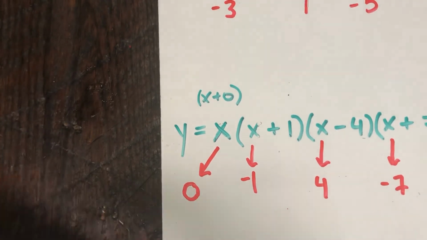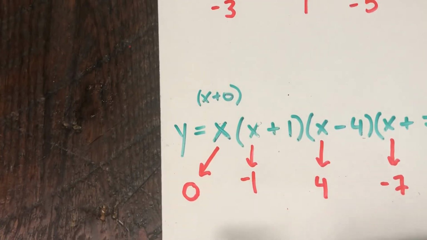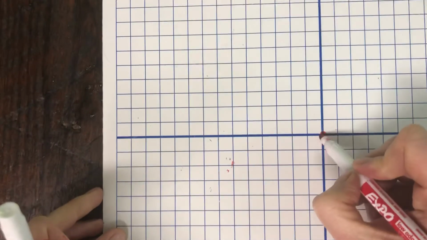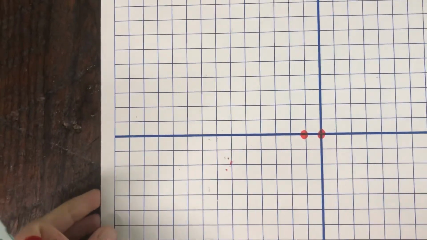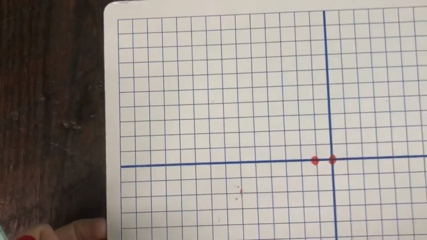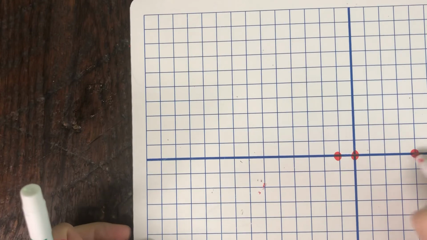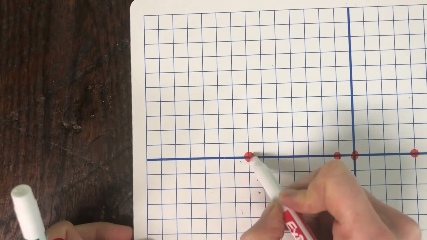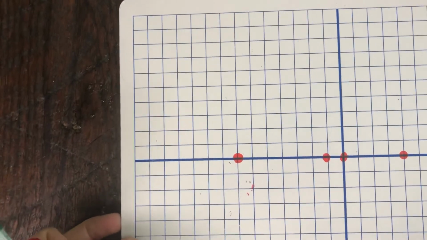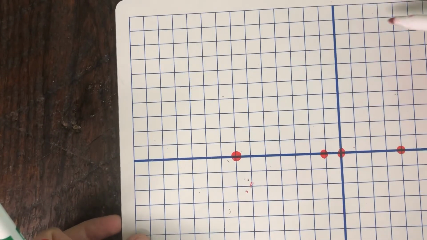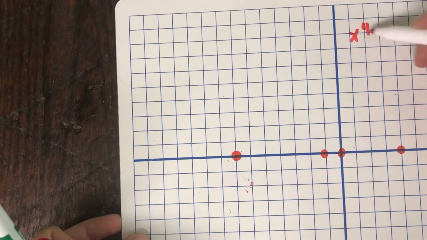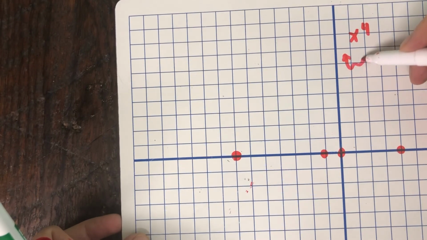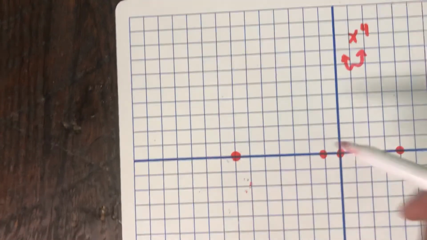Now I'm going to sketch this graph. So I've got 0, negative 1, 4, and 7. So I put a point at 0, a point at negative 1, let me make sure I got it right, a point at negative 7, a point at 4, and a point at 1, 2, 3, 7. So I know the shape of a quartic function is something like this. And so I'm just going to sketch this in there.